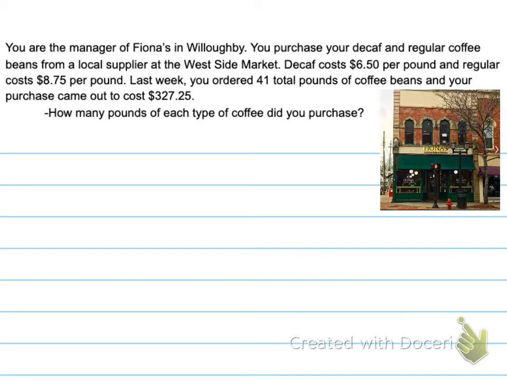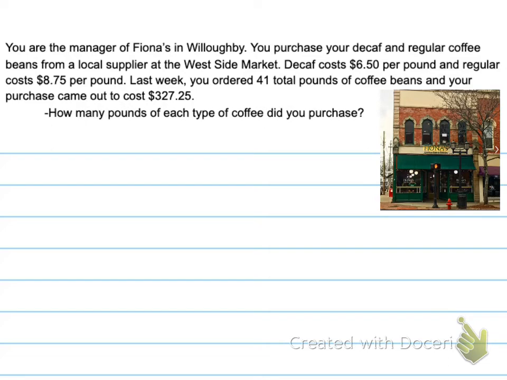So in this situation, you are the manager of Fiona's at Willoughby's. You purchase your decaf and regular coffee from a local supplier at the West Side Market. Decaf costs $6.50 per pound and regular costs $8.75 per pound. Last week, you ordered 41 total pounds of coffee beans, and your purchase came out to be $327.25. Using that information, you want to figure out how many pounds of each type of coffee did you purchase.